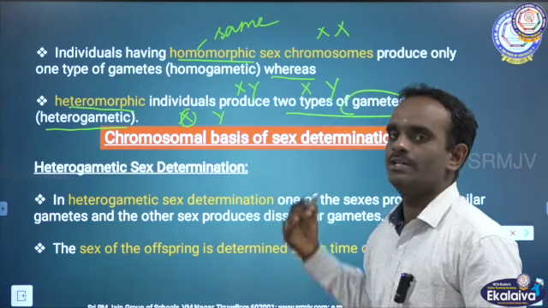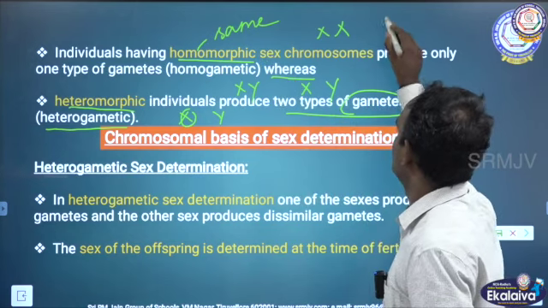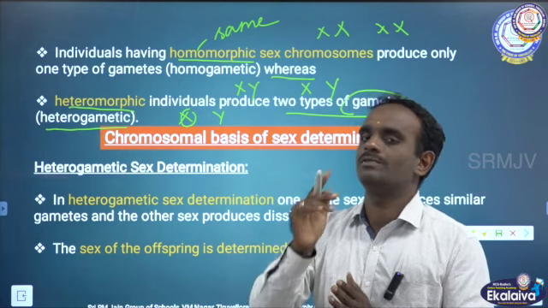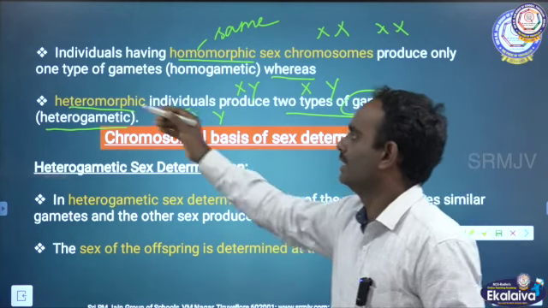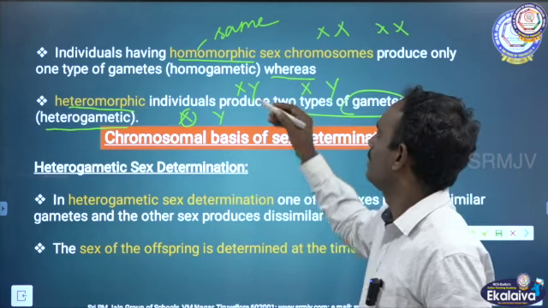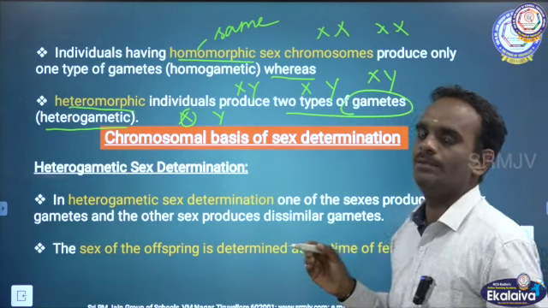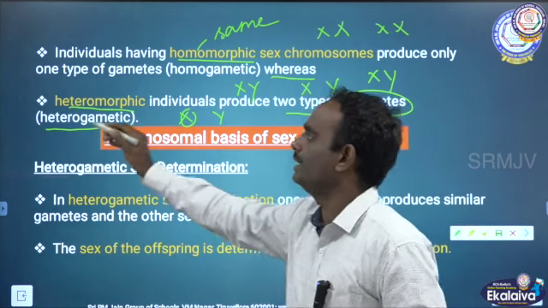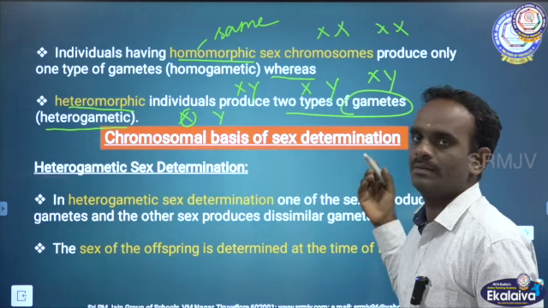Okay? So, if an individual has the homomorphic sex chromosome, that is XX, it will produce only one type of gametes, that is only X gamete. In the other case, the heteromorphic individuals, having two different types of chromosomes, the X chromosome as well as the Y chromosome, will produce two different types of gametes, then they are called heterogametic. Now, we will see the chromosomal basis of sex determination.